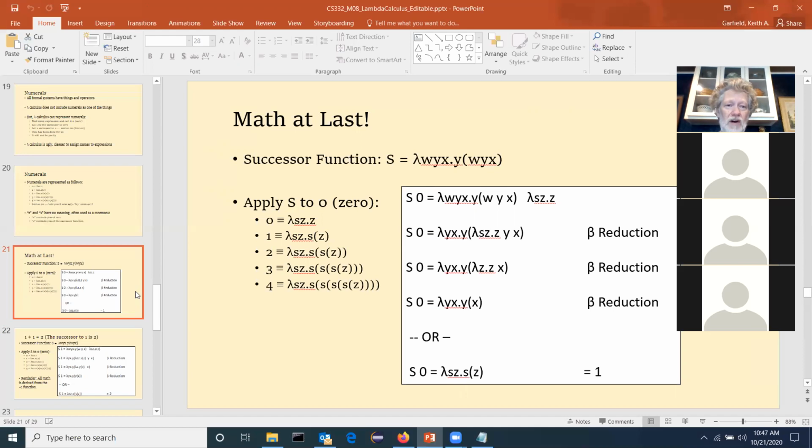Before we go, I'm going to pause for questions or gasps of amazement that this simple system can cover addition, or whatever you need to share at the moment.